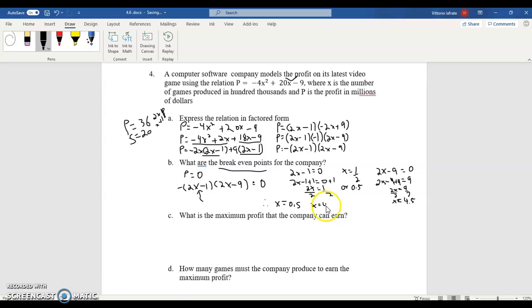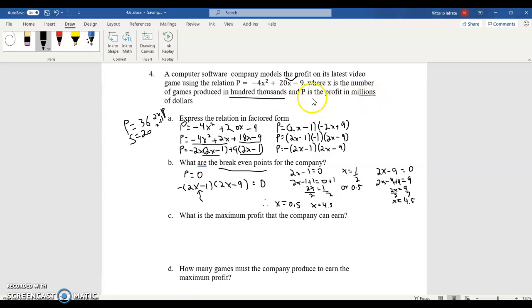Now, what I want you to get is that this doesn't mean that I've sold 0.5 games and 4.5 games. This means that I've sold 0.5 times 100,000 and 4.5 times 100,000, because x is the number of games sold in 100,000s. So if I had x is equal to 1, that's 100,000. X is equal to 2, that's 200,000. Okay? So remember to read the question carefully.